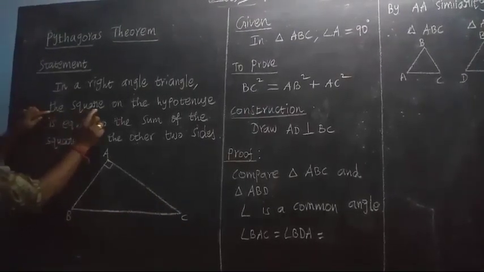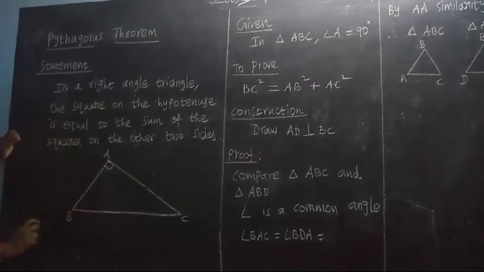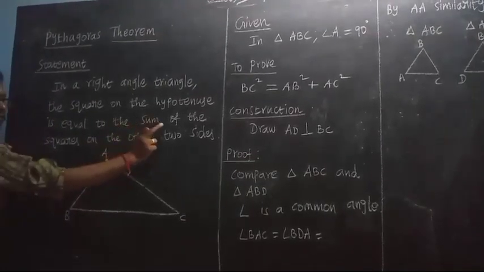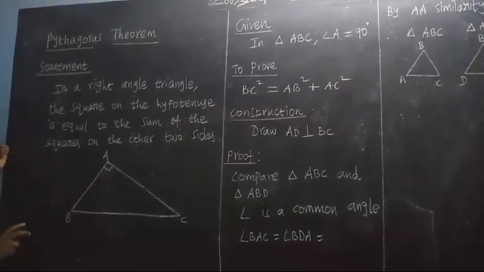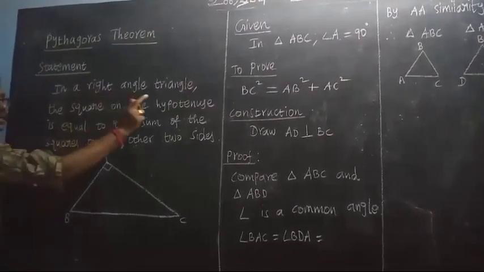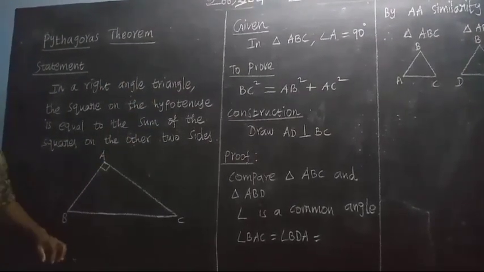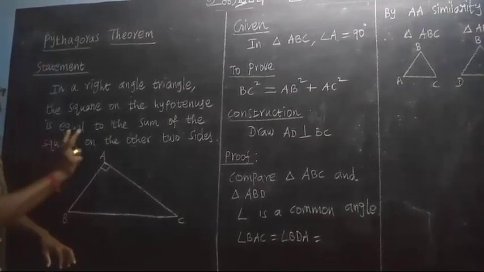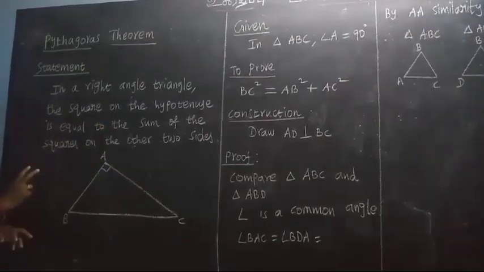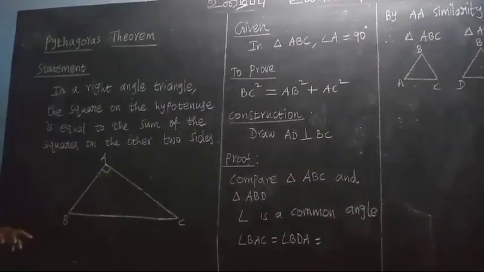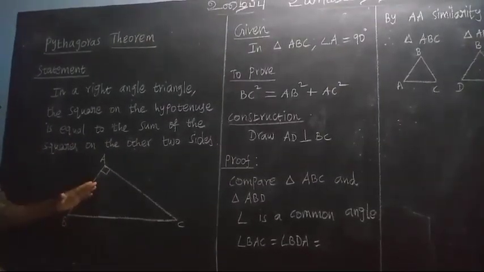Therefore the square on the hypotenuse is equal to the sum of the squares on the other two sides. In a right angle triangle, the square on the hypotenuse is equal to the sum of the squares of the other two sides. Can you understand?